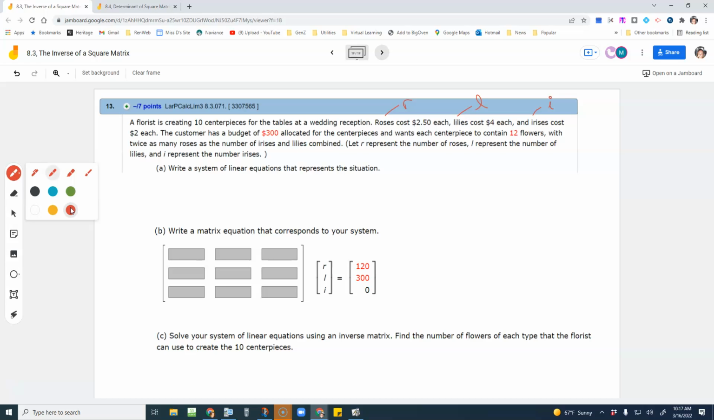Write a system of linear equations that represents the situation. We want totals. Does anybody see that $300 is a total? Nice. Go find another total. We need 12 flowers per arrangement, $300 for the whole thing. And there's this random extra thing. Did we have another word problem very similar, with a total and a relationship? Yes, the interest. Same thing. What's the bottom one? Twice as many roses as the number of irises. So roses equals twice.